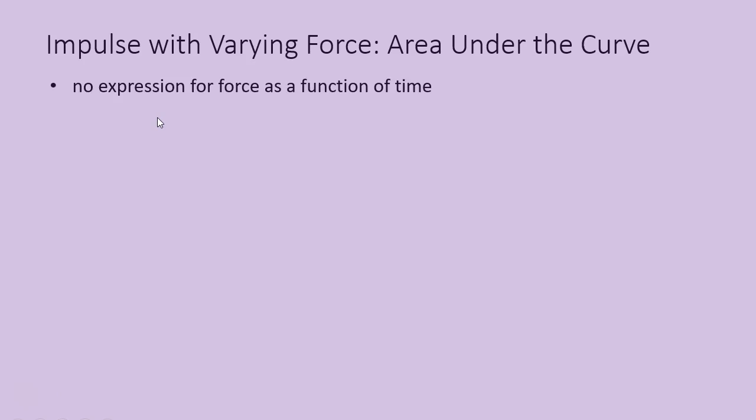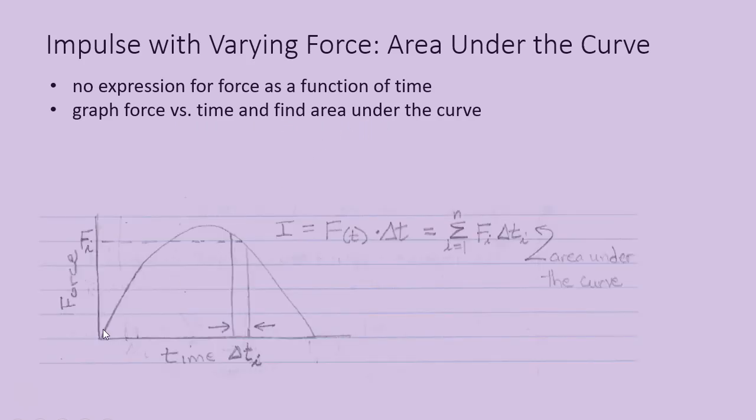We don't always have an equation to express how force varies, so if we don't have that force as a function of time, we can graph force versus time and find the area under the curve. Let's take a look. So here's a plot of force versus time. If we break it into thin rectangular strips of width delta t sub i and height F sub i, the area of this strip represents the impulse for this time segment. If we take all of these thin strips and add up their areas, we'll wind up with the area under the curve, and it'll be equal to the impulse.